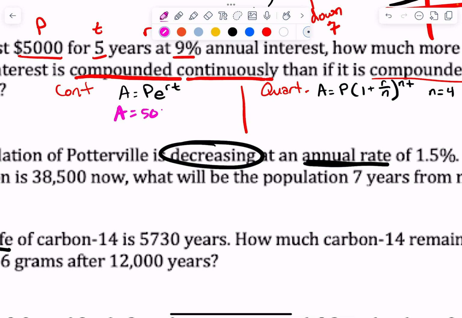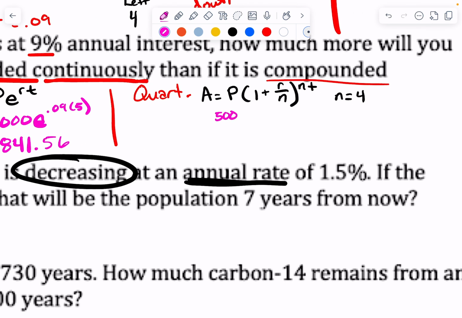A equals 5,000 e to the 0.09 times 5 power. And if that is the case, I'm working off a dumb calculator. Let's see what we get. e to the, times 5,000. And I got $7,841.56.